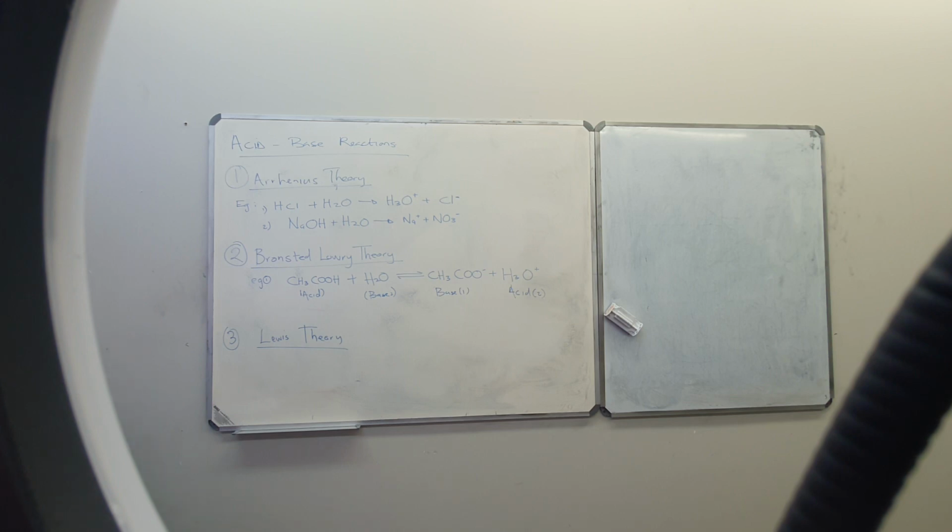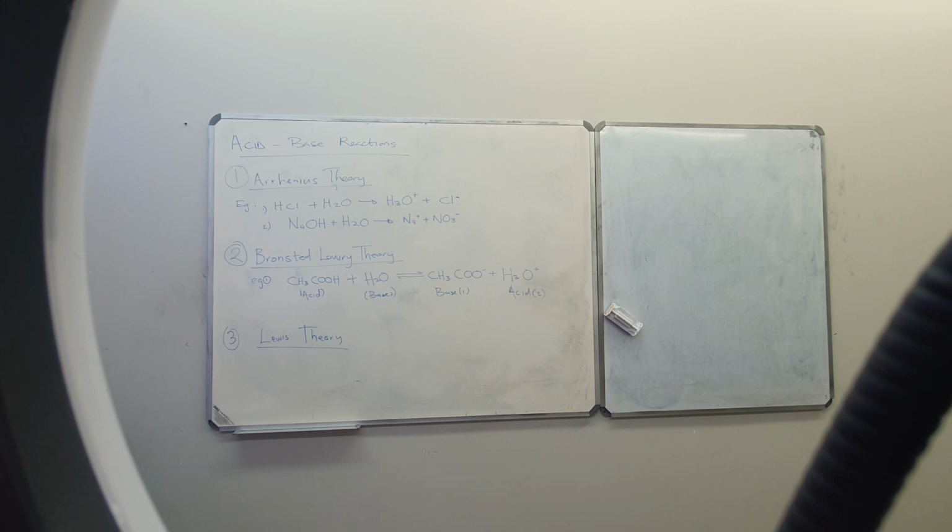So in terms of the conjugate acid, we gain a hydrogen, right? And in terms of the conjugate base, we lose a hydrogen, right? Losing a proton. So the base is a proton acceptor, and the acid is a proton donor. Sorry, the other way around. Because it's the conjugate of the acid and the conjugate of the base.